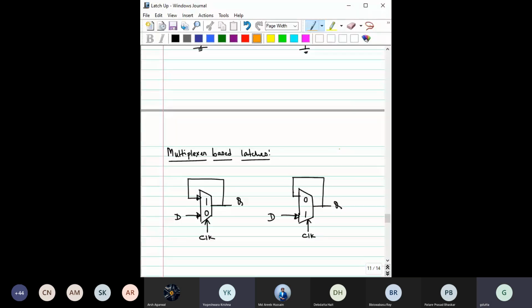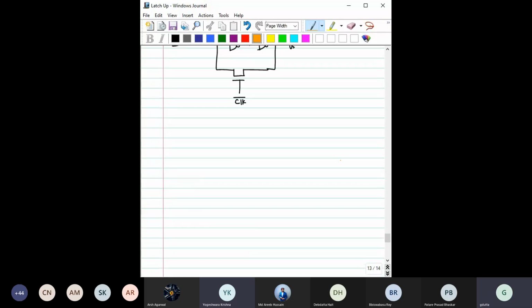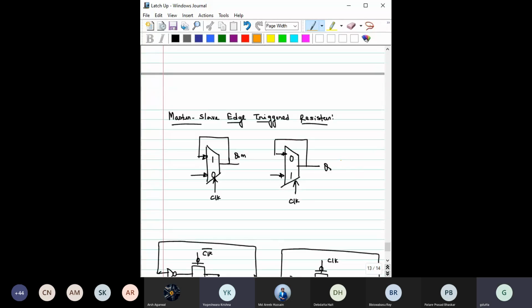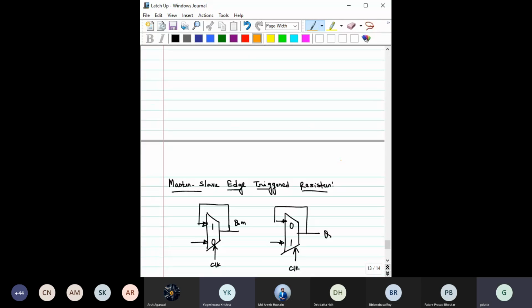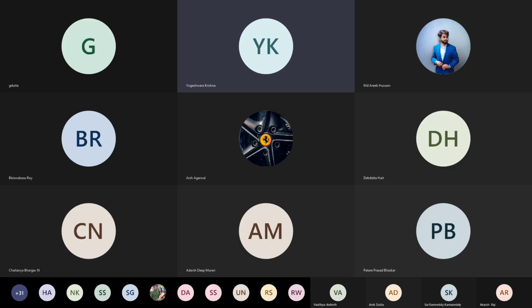I thought of completing multiplexer based latch, latches using transmission gate, pass transistor, master slave, flip flop, all this. But anyway, not able to complete. Thank you.